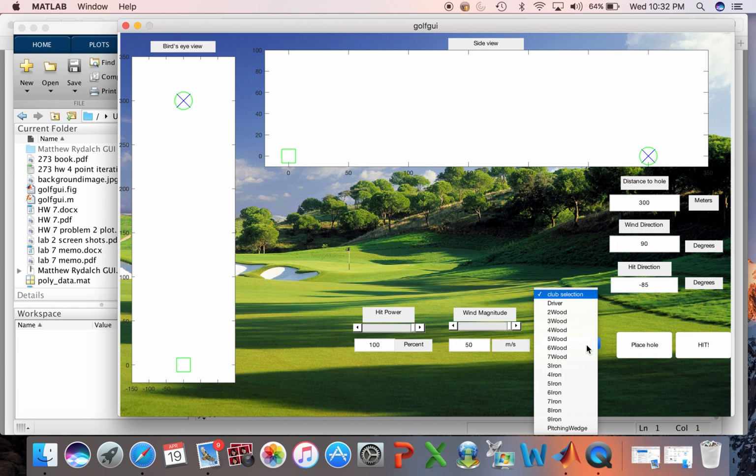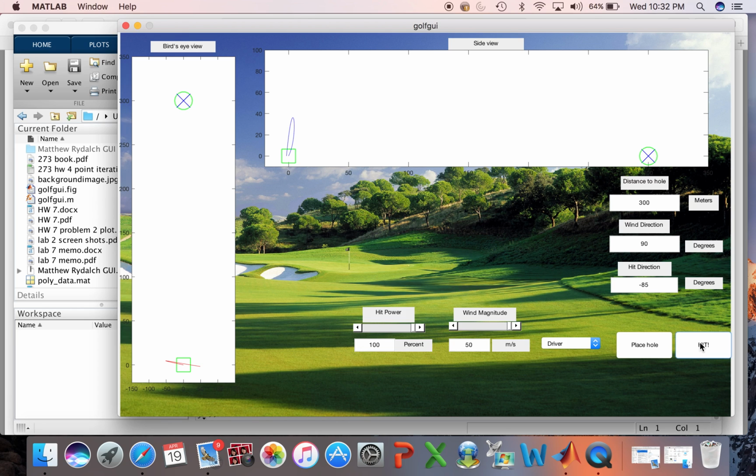The club we're going to use is the driver, and we'll go ahead and hit the ball. And since we hit it right into the wind, it basically came right back at us, showing that that probably isn't a good idea.